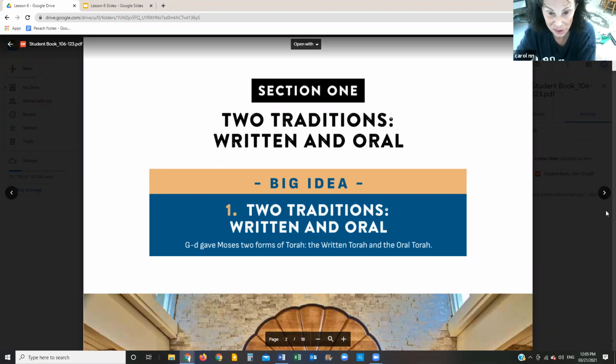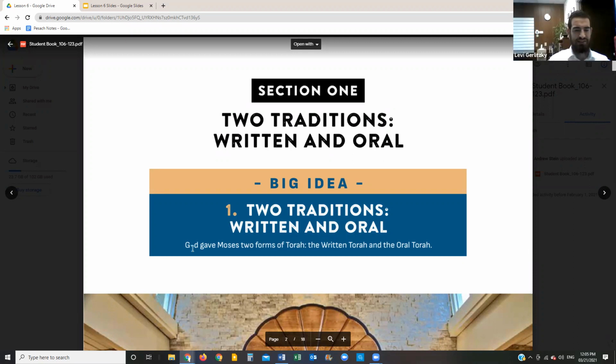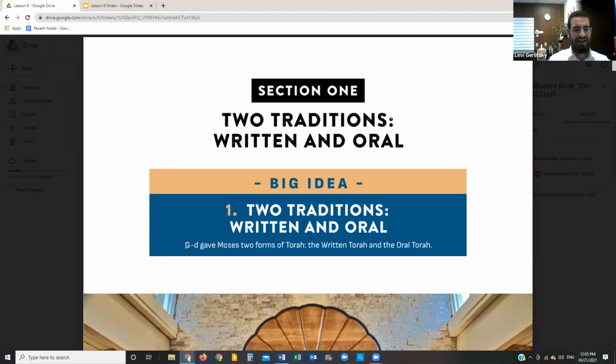The big idea, 2 traditions, written and oral. God gave Moses 2 forms of Torah, the written Torah and the oral Torah. Very good. So this is a really essential point. It's not that God gave Moses 1 Torah, and then later on there came an oral Torah, but rather God gave Moses 2 forms of the Torah. So again, the same God gave the same Moses 2 forms of the Torah. And we'll explain later why, but God chose to give half of it written and half of it orally.